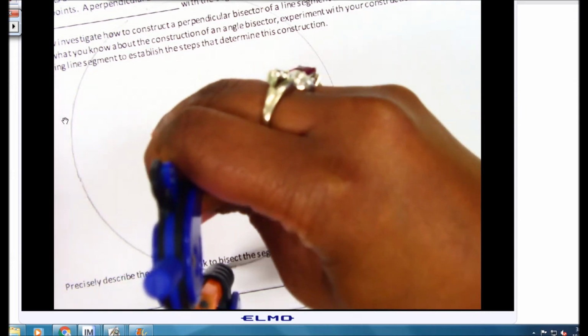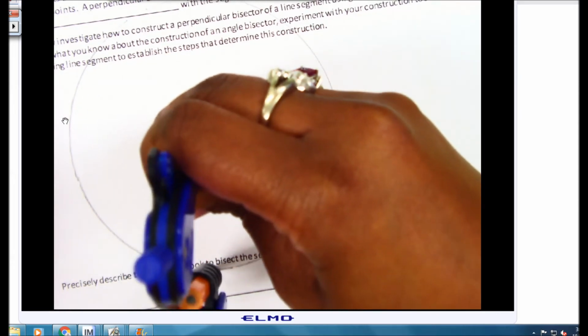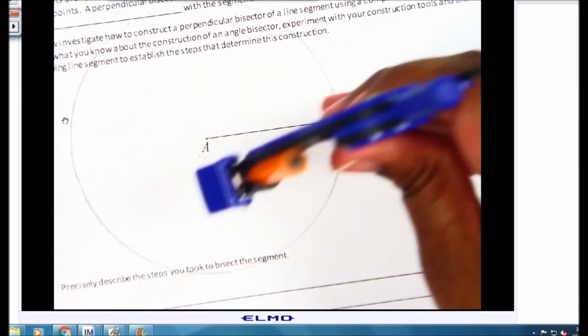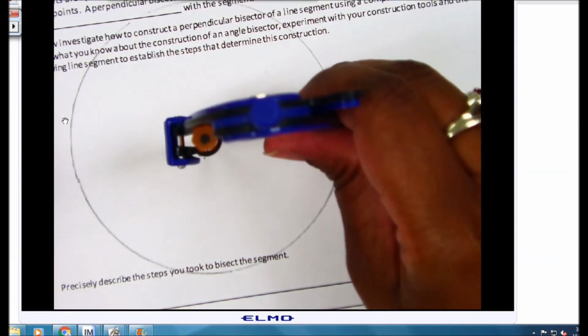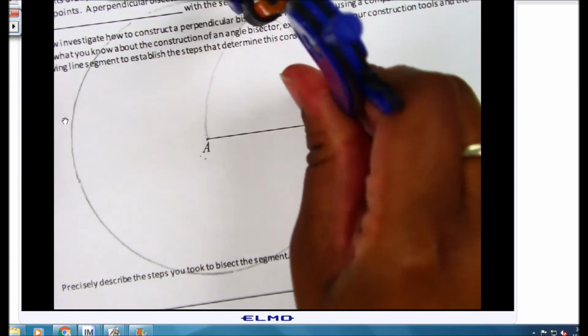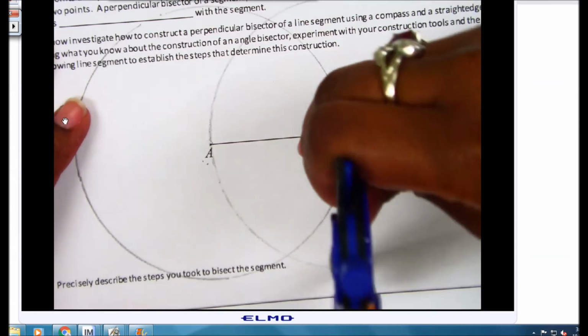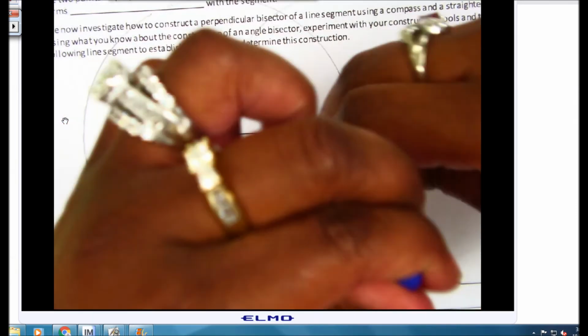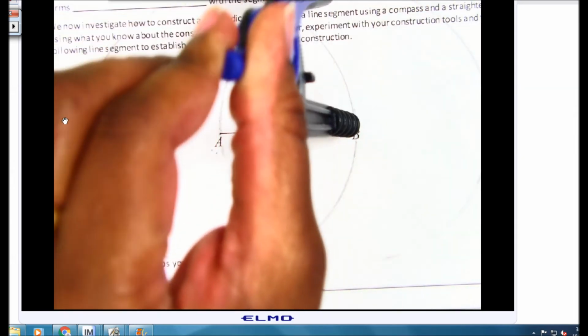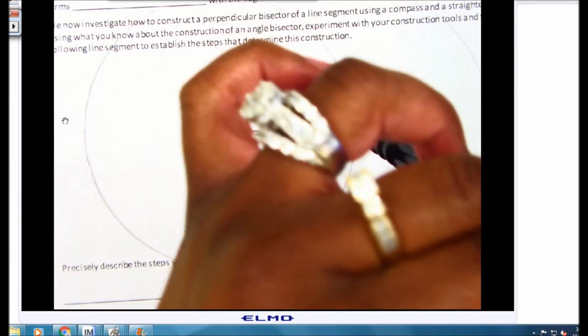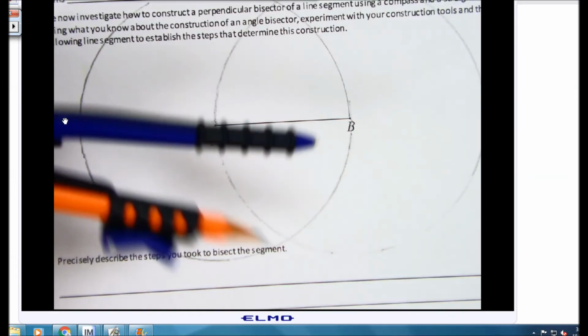And then the next thing I'm going to do is construct circle B with the center at B and a radius of BA. So for this circle, I do not change the radius. I simply move from one point to the other. And now I have two circles. One is circle A and the other one is circle B.